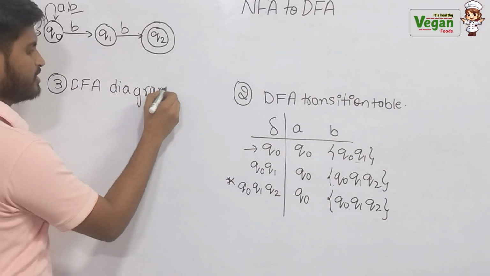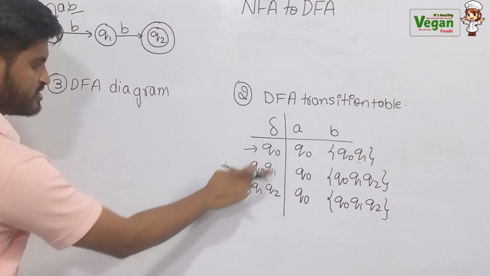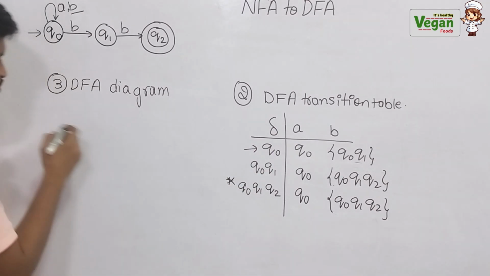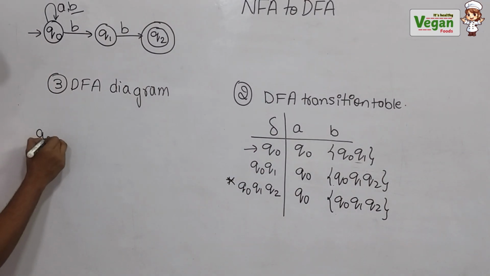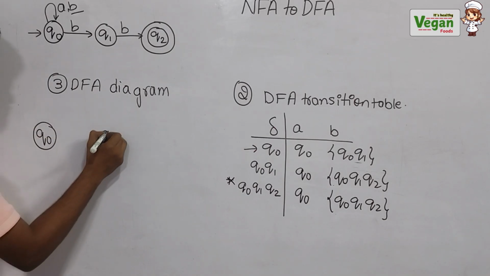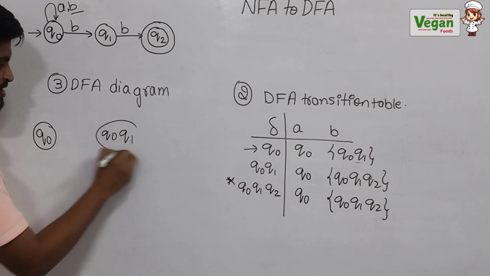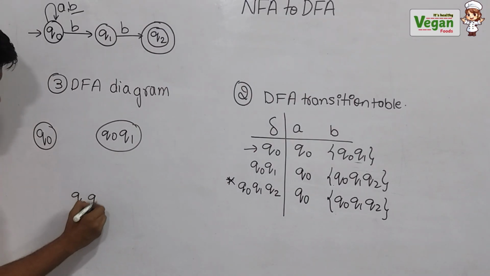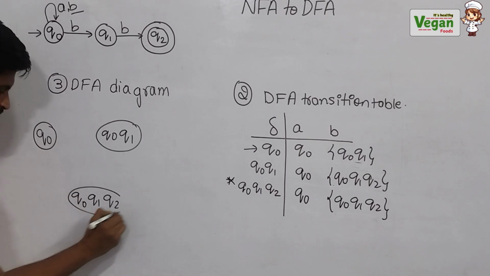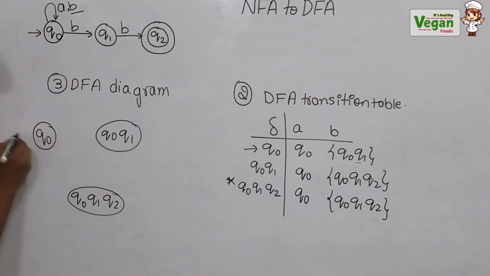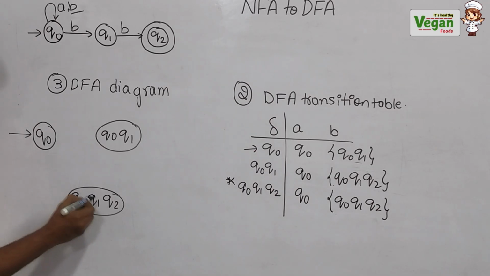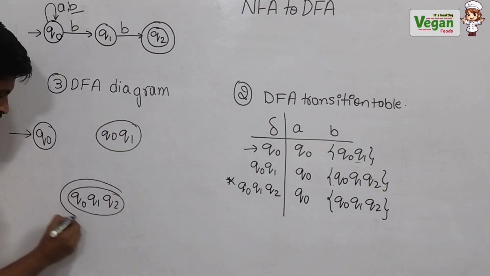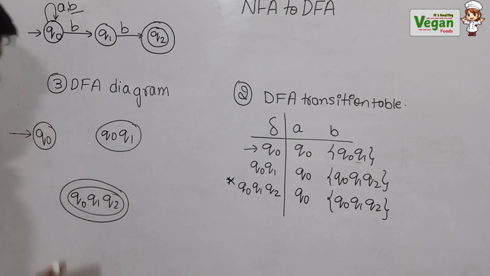So the DFA diagram. So what are my states? Q0, Q0 Q1, Q0 Q1 Q2 are my 3 states. Q0 is my first state. Next it will be Q0, Q1. Next state you can write here or else you can write here. So I will be writing here Q0, Q1 and Q2. Now Q0 is my initial state. I will mark an arrow here. Q0, Q1, Q2 is my final state. Star mark is here. So what you will be doing? You will be enclosing them in the 2 circles.